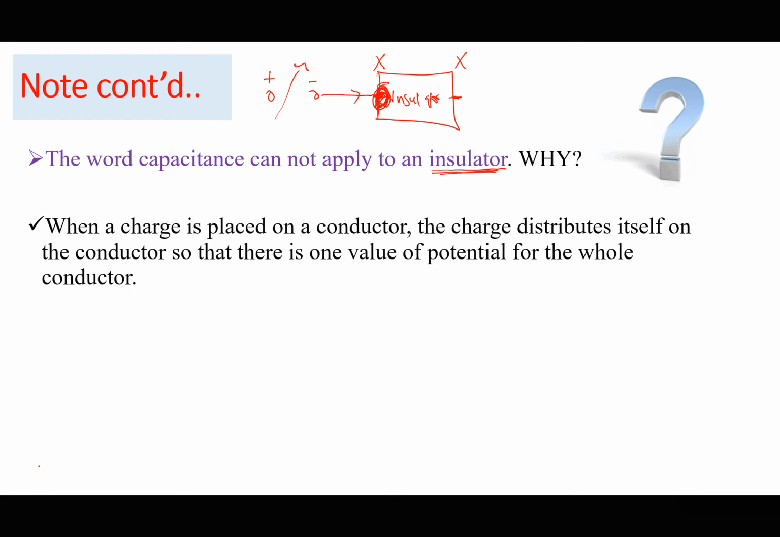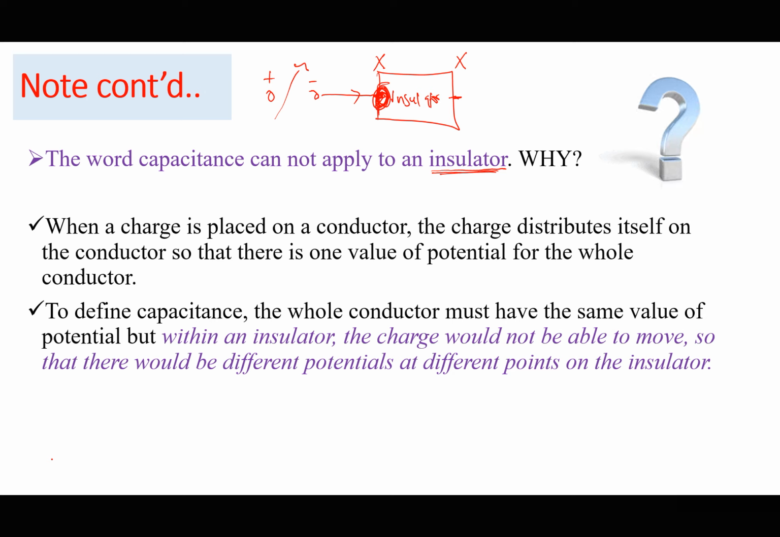So I'm saying when a charge is placed on a conductor, the charge distributes itself on the conductor, so there is one value of potential for the whole conductor. To define a capacitance, the whole conductor must have the same value of potential, as I've just mentioned. But within an insulator, the charge would not be able to move.